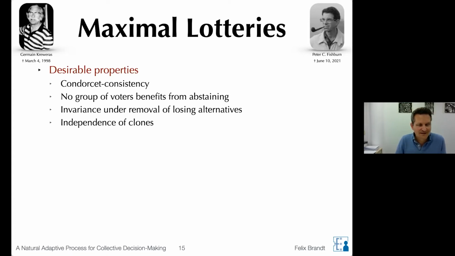I didn't list undesirable properties here, but maximal lotteries, for instance, are not strategy-proof. But this is pretty straightforward because, of course, they are efficient, so they satisfy Pareto efficiency. And we know from the random dictatorship theorem that any efficient randomized voting rule that is strategy-proof has to be random dictatorship. So strategy-proofness we cannot get. But I will come back to strategy-proofness at the end of the presentation, because we get it in some weak sense for this process.